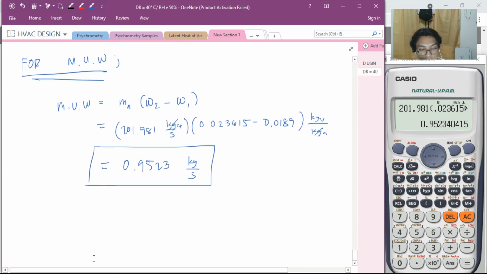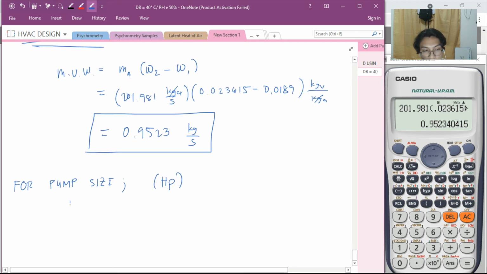Now, for the pump size in HP, kunin mo muna yung total head. Paalala ko sa inyo. Okay, HP. Meron kang pressure at discharge na 300 kPa. Meron kang pressure at suction na 220 kPa. Meron kang velocity at discharge na 5 meter in every second. Meron kang velocity at suction na 1 meter in every second. And then meron kang ZD minus ZS that is equal to 10 meters.